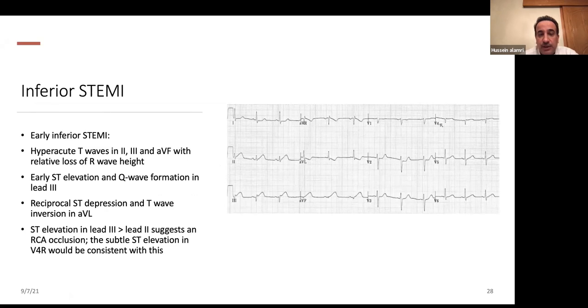If you look at this ECG, you will find there's hyperacute T wave in leads 2, 3, and AVF, and relative loss of the R wave. There's early ST elevation and Q wave in lead 3, as you see. And there is reciprocal ST depression and T wave inversion in lead AVL. AVL is a mirror image of lead 3, by the way, and you will see it in the next slide. The ST elevation in lead 3 is more than lead 2, and there's some ST depression in lead 1. So most likely this is RCA occlusion, and you see in V4R there's around 0.5 to 1 millimeter ST elevation.